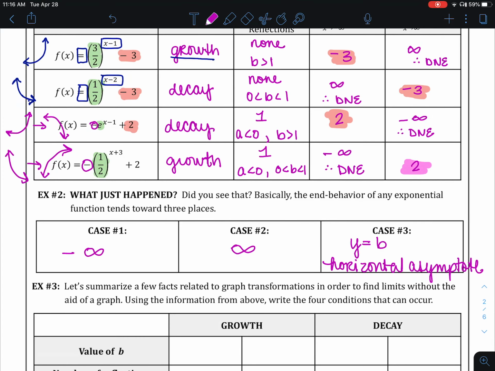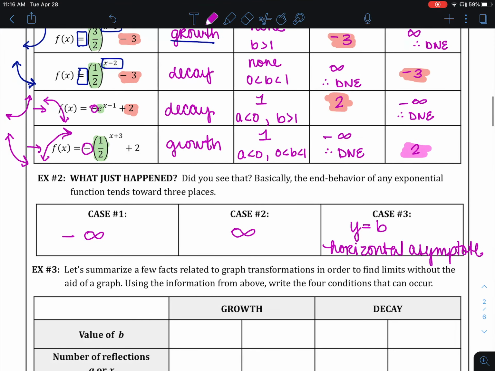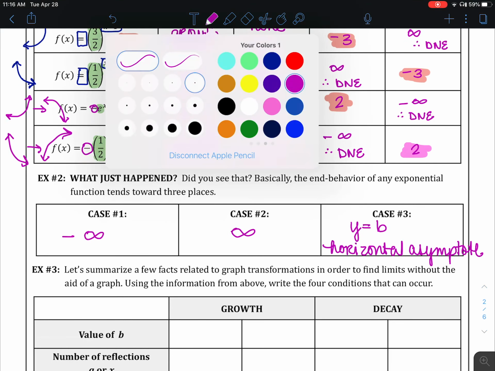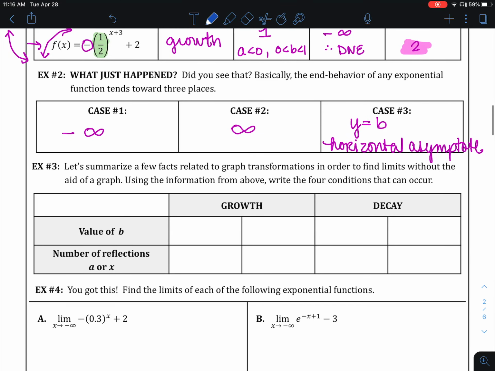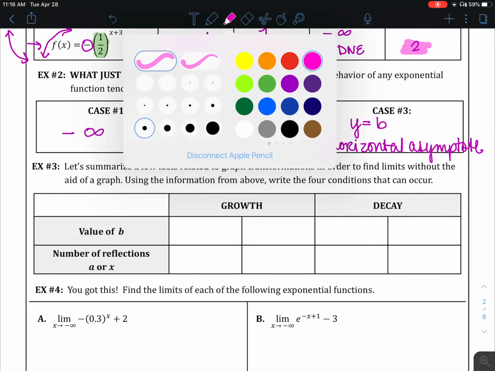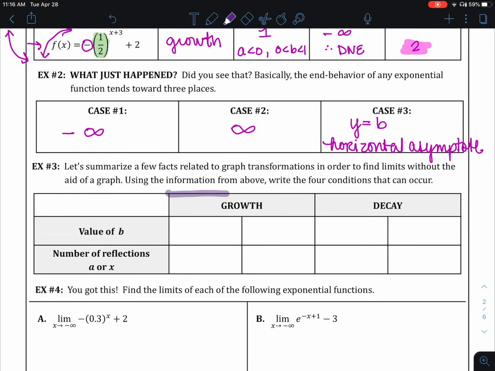And so what you're looking for in these examples is to see if there's a horizontal asymptote, because that's going to be the end behavior of one side of our graph. If there is no horizontal asymptote in terms of being added or subtracted, then it's going towards 0. All right, and so in terms of what makes something growth and what makes something decay, I'm going to talk about this section here.